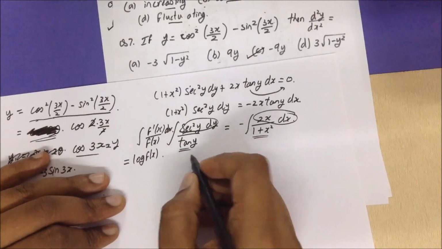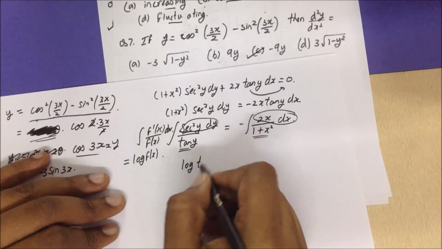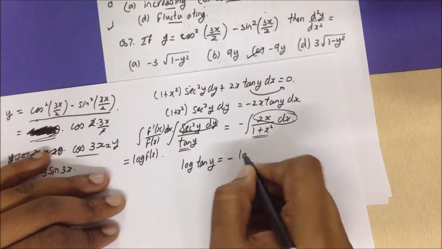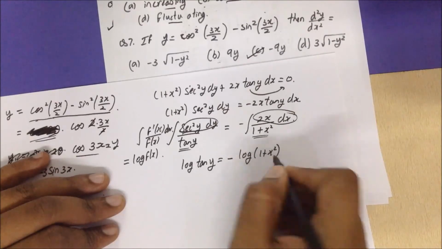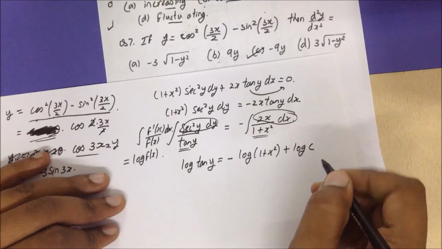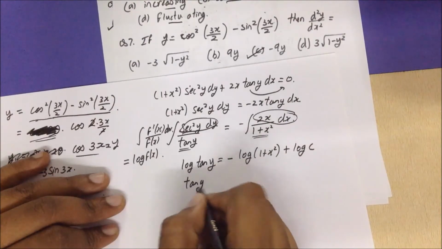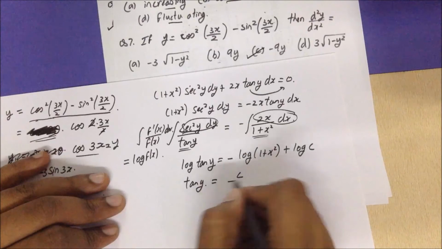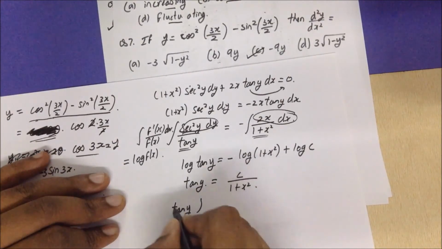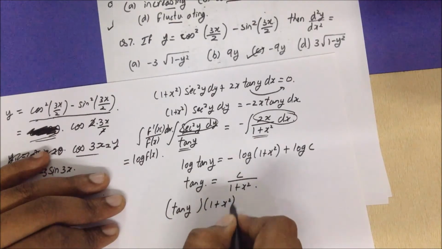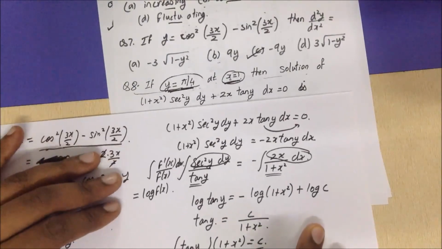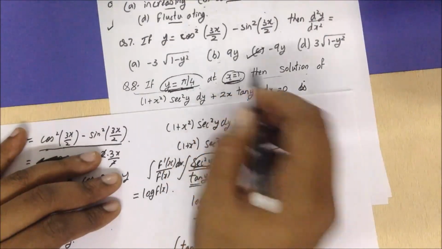You should know that this particular integration is nothing but log of f of x. So using that concept, you will have log of tan y equals minus log of 1 plus x square plus a constant c, which we can write as log c. So tan y is equal to c divided by 1 plus x square, or tan y into (1 plus x square) is equal to some c. Now you have to find this particular c. They have given you the values, that is y equals pi by 4 and x equals 1.